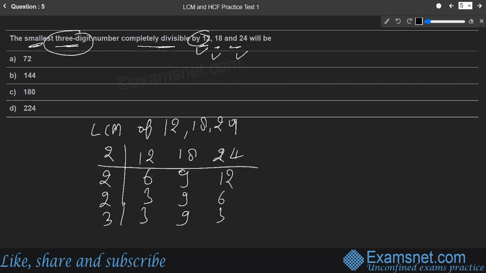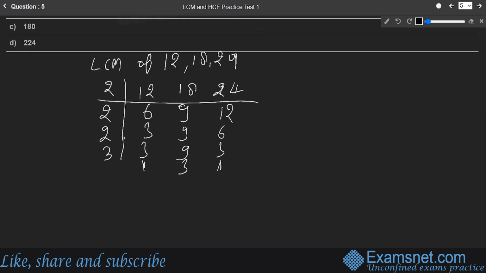Now the numbers can be divided by 3. 3 1s are 3, 3 3s are 9, and 3 1s are 3. Now again it can be divided one more time by 3. Then I'll get 1, 1, 1, so I'll stop.